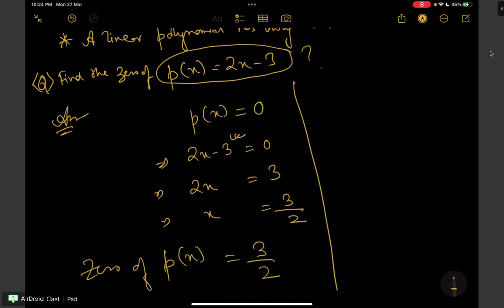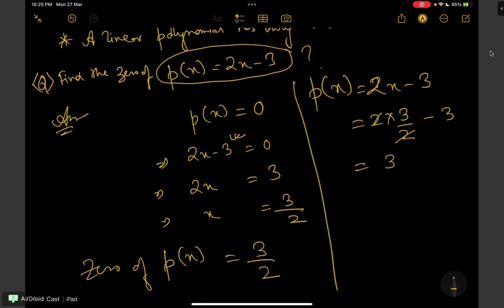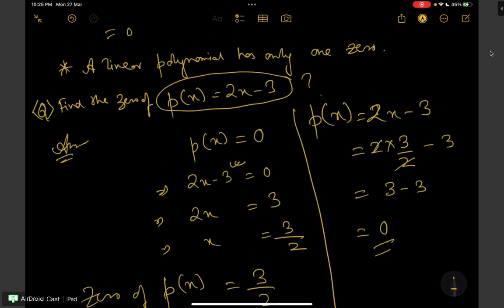We can even verify it. How to verify? Now in place of x, if I put 3/2, let's see what I'll get. 2 × 3/2 − 3. If I do like this, 2 gets cancelled. So we are left with 3 − 3, that is equal to 0. So from this we can say that a linear polynomial has only one 0. Also I have already mentioned that a quadratic polynomial has 2 zeros and a cubic polynomial has 3 zeros. Those we will be discussing at a later point.